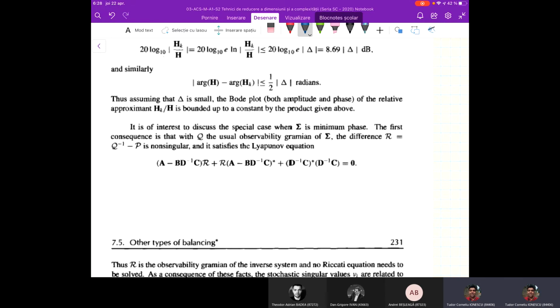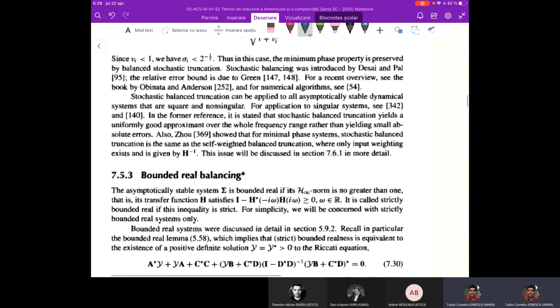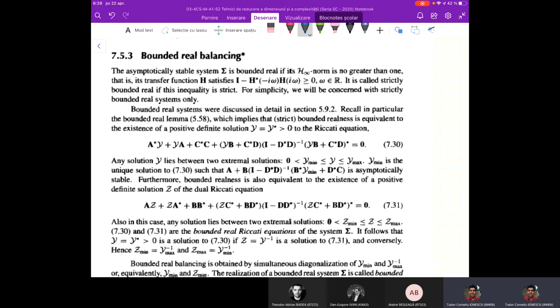And then you have other cases, for instance, minimum phase and so on and so forth. I'm not going to get very much into details. I'm going to go to bounded real balancing. So an asymptotically stable system Sigma is called bounded real if the H infinity norm is less than 1.